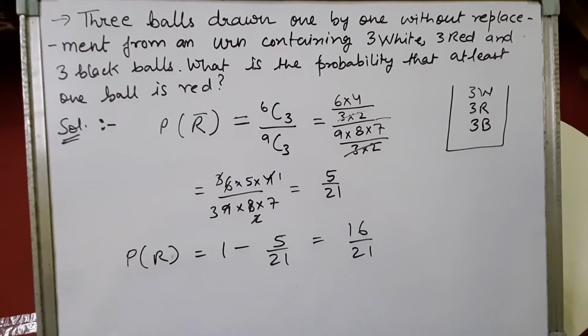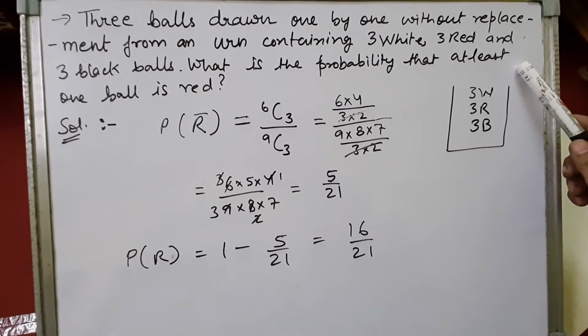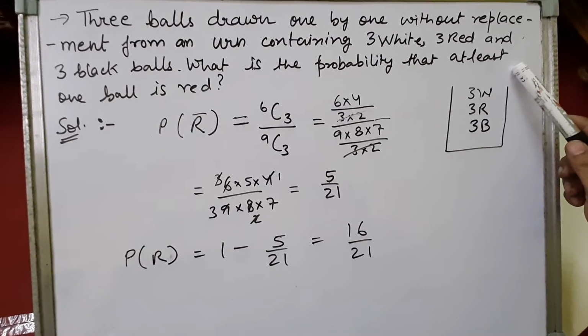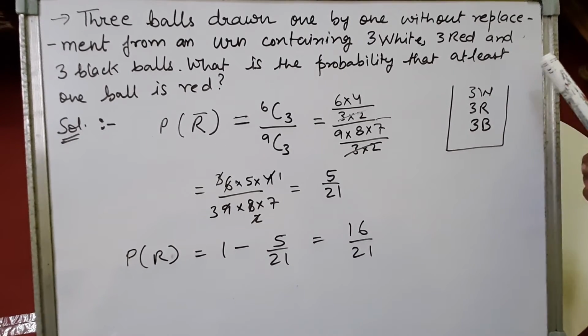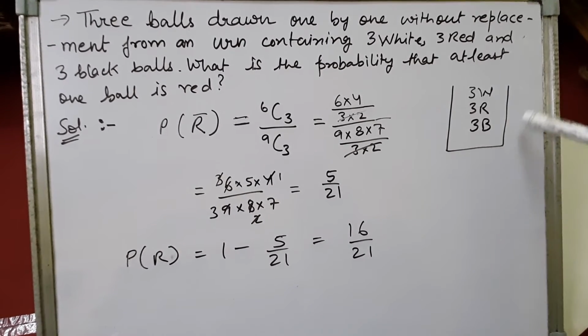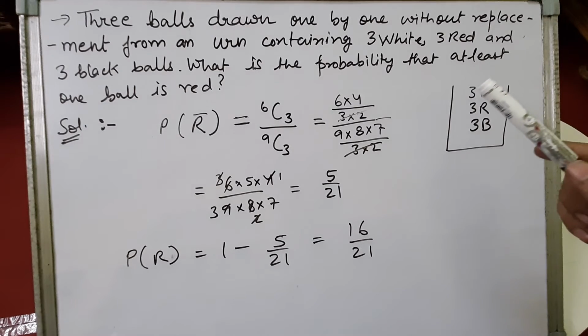Let's see another sum, children. Now here it is given that 3 balls are drawn one by one without replacement from an urn containing 3 white, 3 red and 3 black balls. What is the probability that at least one ball is red? Now we have an urn in which we have 3 white, 3 red and 3 black balls, right? So we have to find the probability of at least one red ball. What we have to calculate is that in the 3 balls drawn, no ball is red. And we find the complement of that, then we'll get the answer for at least one red ball.